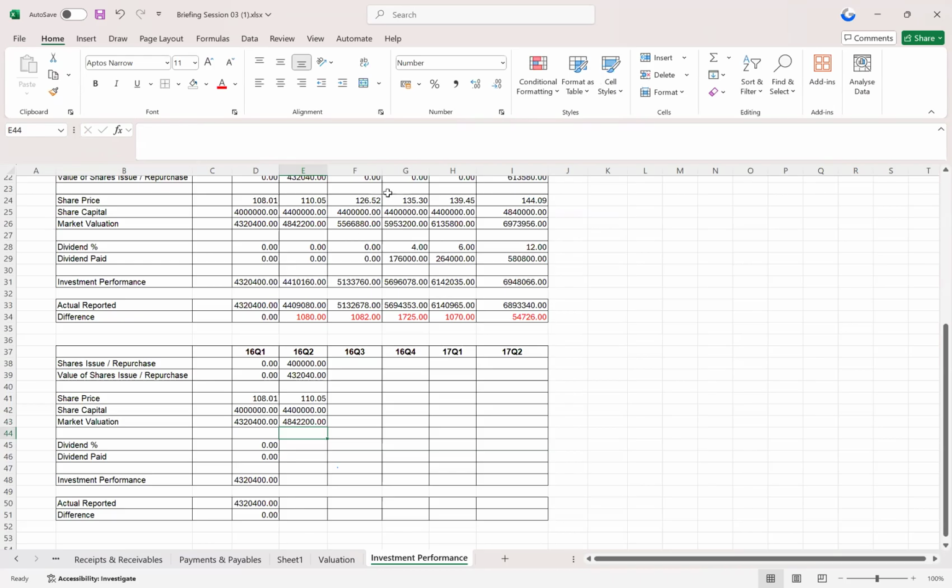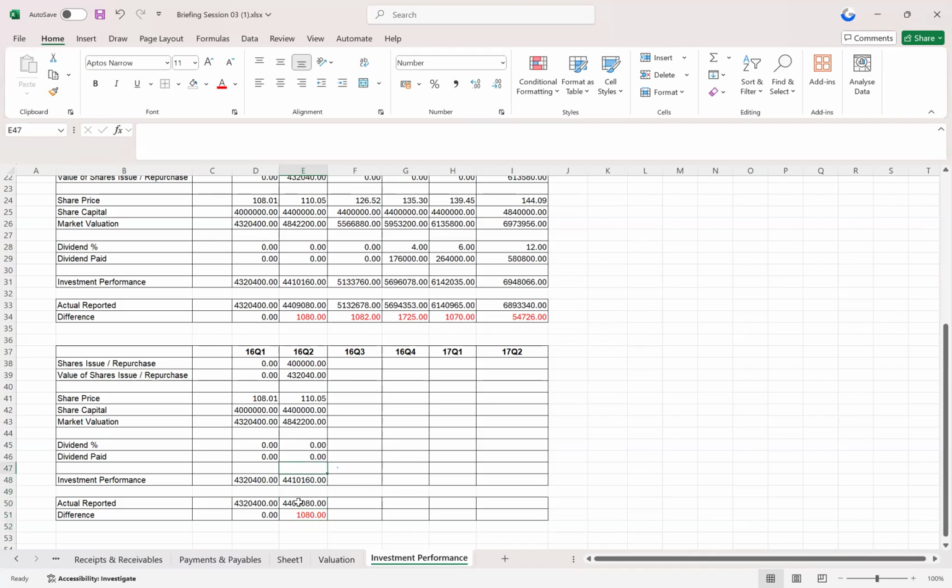In this quarter, they did not pay any dividend. The dividend paid was 0, so the value of dividend paid is 0. For my investment performance, I copy this formula. My investment performance comes out as this. The actual that was reported was this, and if I look at the difference, it is 1080. So it is not a significant difference.